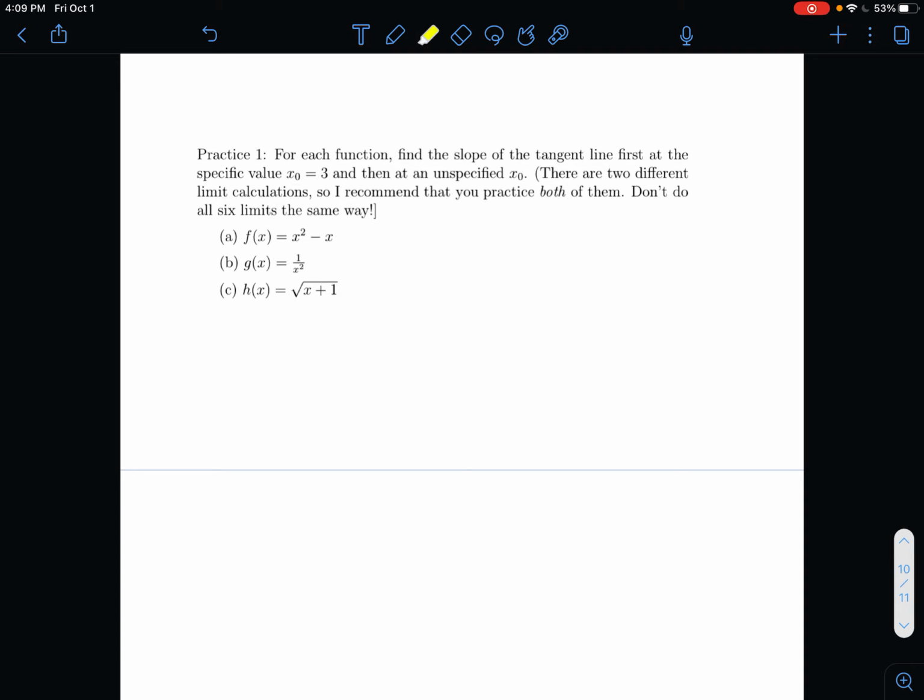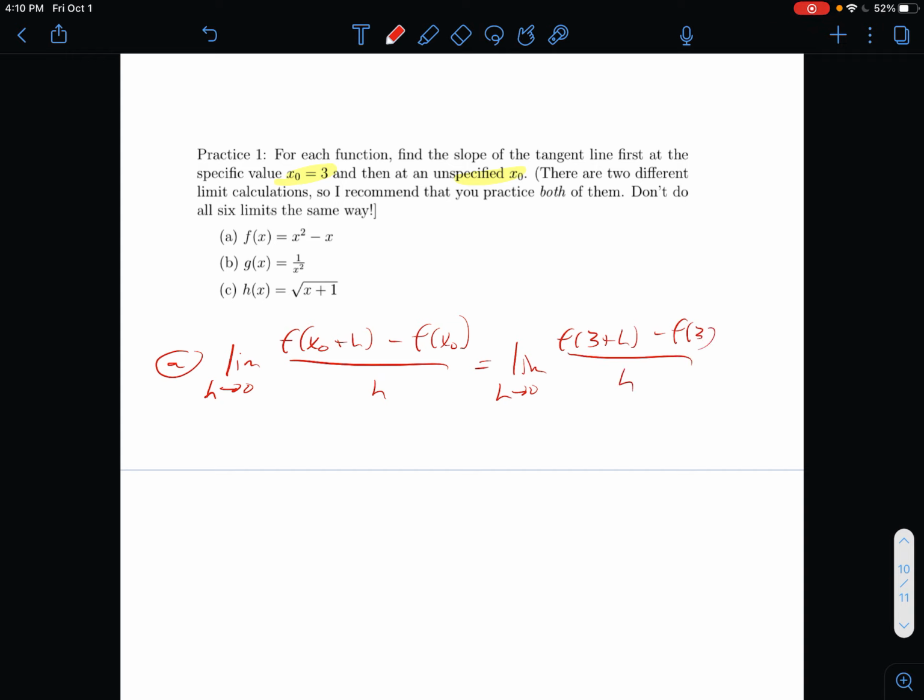For each one, I want you to do the calculation at the specific number 3 and then something unspecified. I'll do the first one with the h and then the other two without the h. Your combination can be different. So for A, I could say the limit as h approaches 0 of f of x naught plus h minus f of x naught all over h. If I do this with the specific value x naught equals 3, I have f of 3 plus h minus f of 3 all over h.